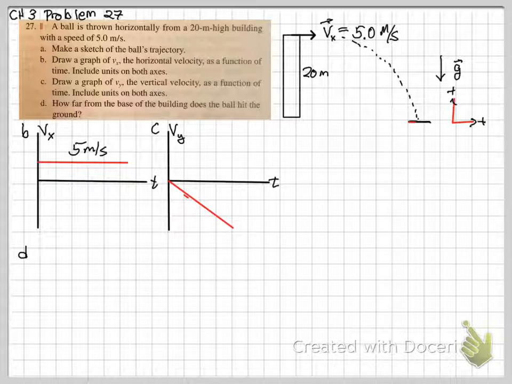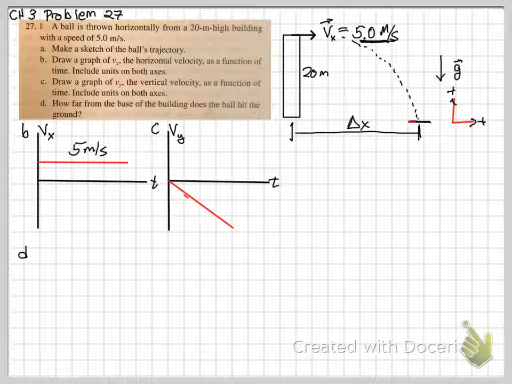For D, now we want to figure out how far from the building it's going to land. So that's a delta x. In order to find that, we've got to find two things. First, we've got to figure out how long it's going to be in the air. If we figure out how long it's in the air, then that's going to be the same amount of time it's traveling horizontally at 5 meters per second. The limitation here is how high it is. The higher it is, the longer it's going to be falling, which is the longer it's going to be moving rightward at 5 meters per second.